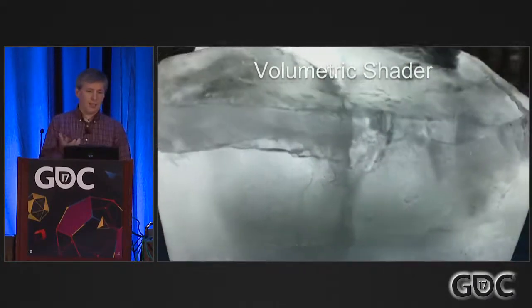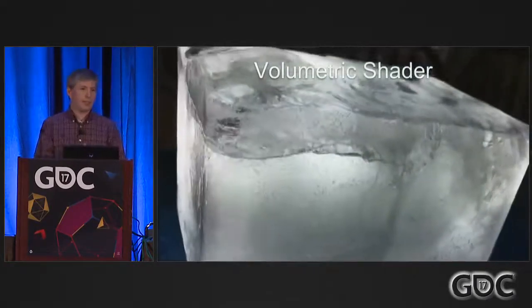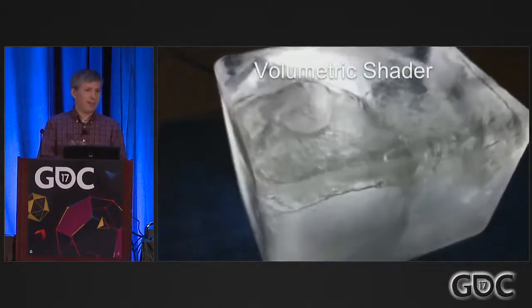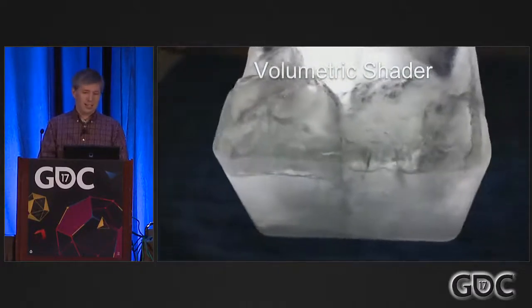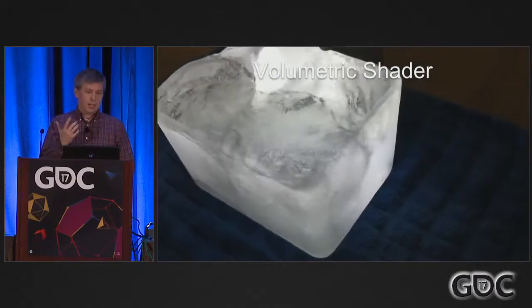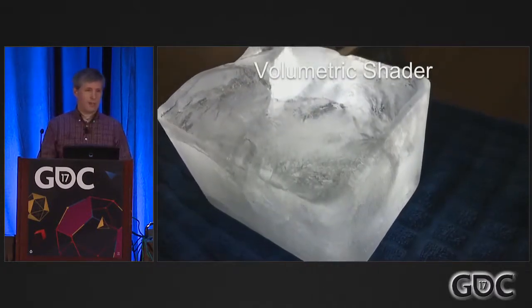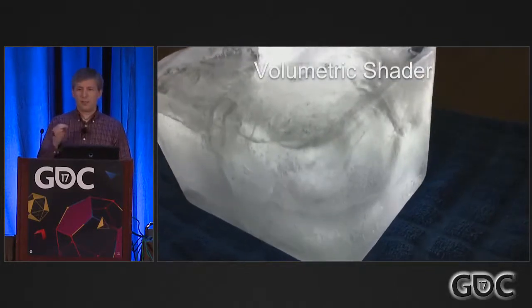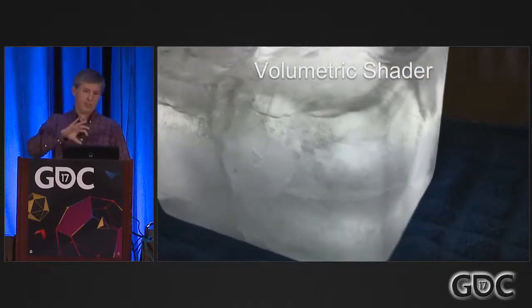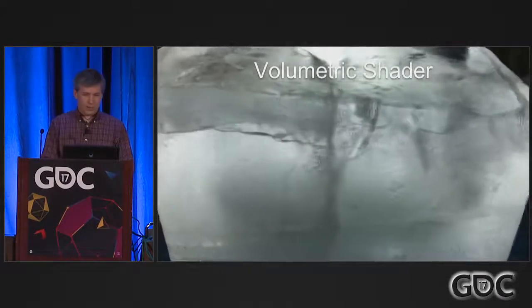Now, I got this idea from a guy named Chris Oat. He worked for ATI a very long time ago, and he basically gives this idea of how to do this volumetric effect, which is very similar to offset mapping, but it's like the inverse of it. So let's go over that.